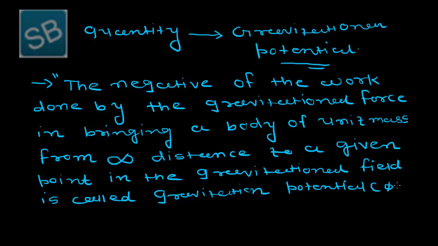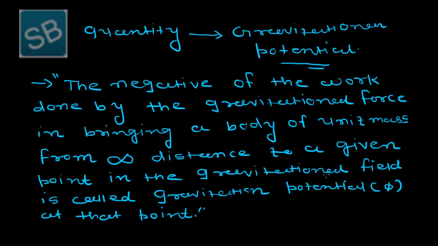That is denoted by phi at that point. Now again I am telling you that you should not be confused in this phi, that is gravitational potential, and the another phi that is coming in the magnetic flux. So don't be confused in these two quantities.